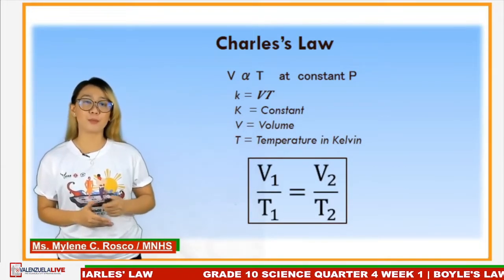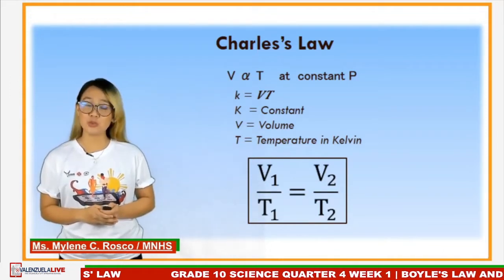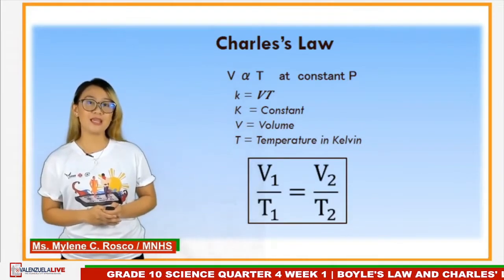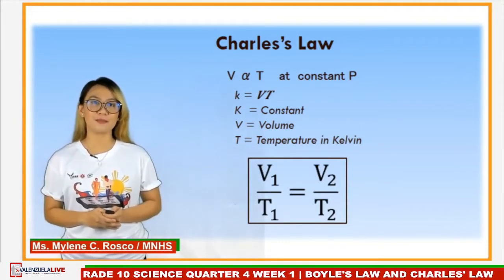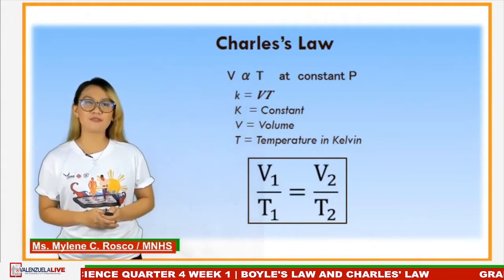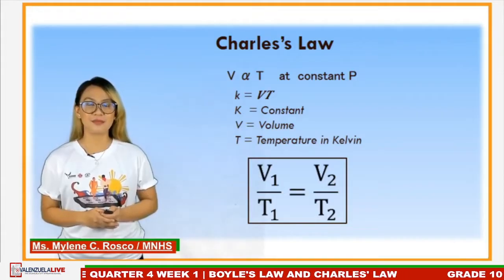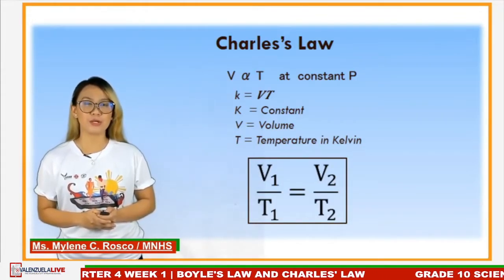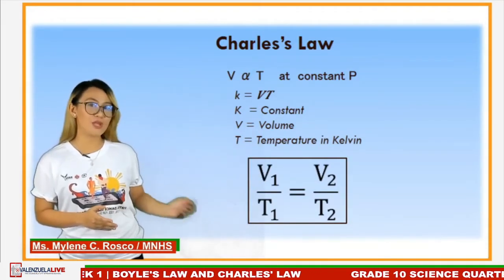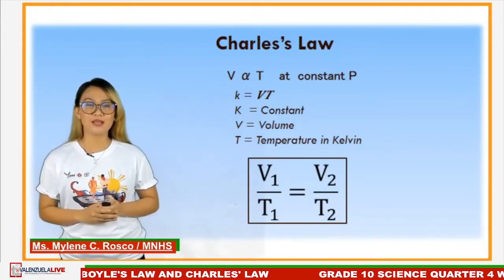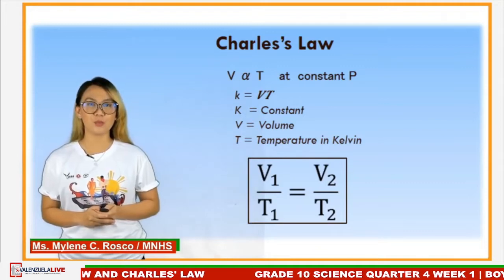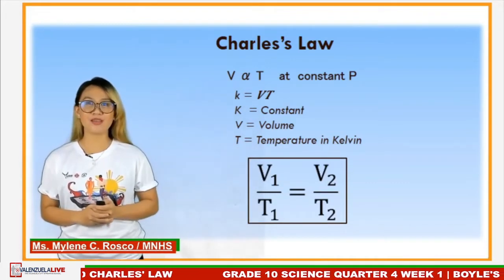Now, removing the proportionality symbol and using the equality sign, the equation will be as follows: V = kT. Thus, in a direct proportion, the quotient of the variables is constant. Now, if you are going to consider the initial and final conditions, you will arrive at the following equation, wherein V1 over T1 is equal to V2 over T2. And this is our Charles' law equation.